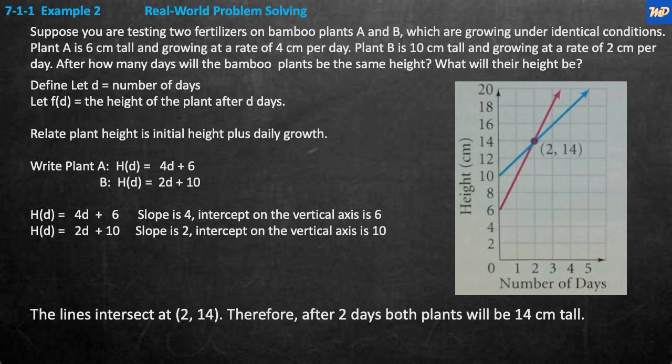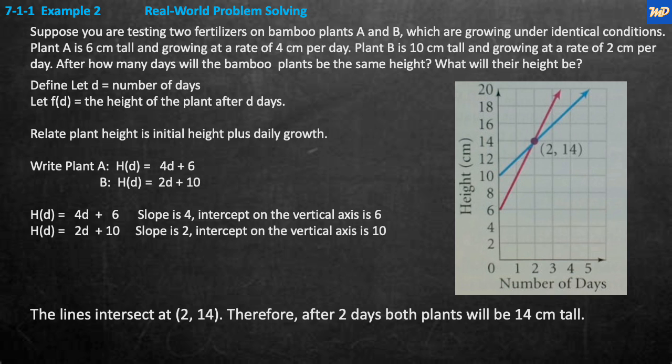Okay, example 2 is a real world problem. Let's see what it turns out to be. Suppose you are testing 2 fertilizers on bamboo plants A and B, which are growing under identical conditions. That would mean the same soil, same amount of water each day, the same amount of sunlight. That's kind of what they mean by that, right?